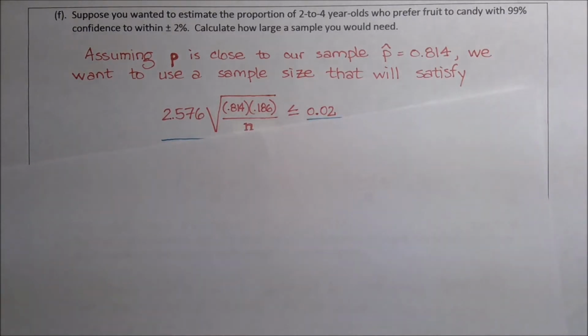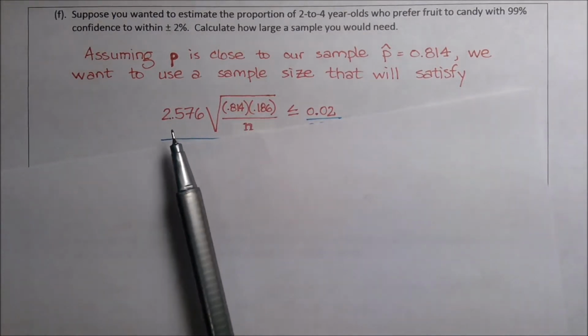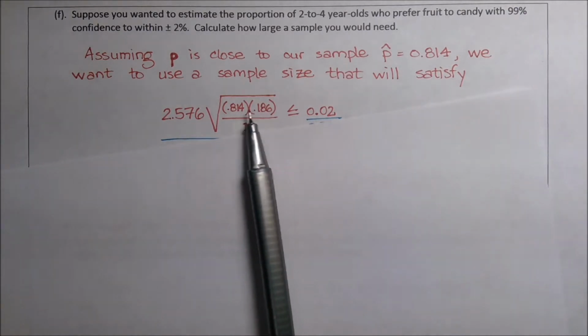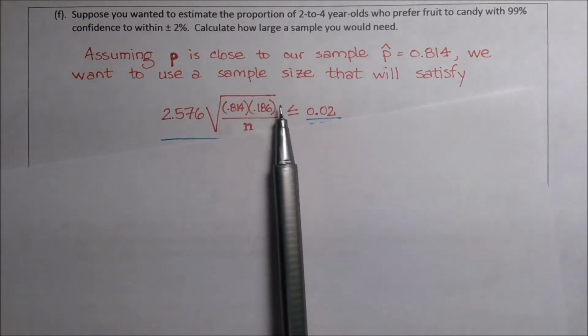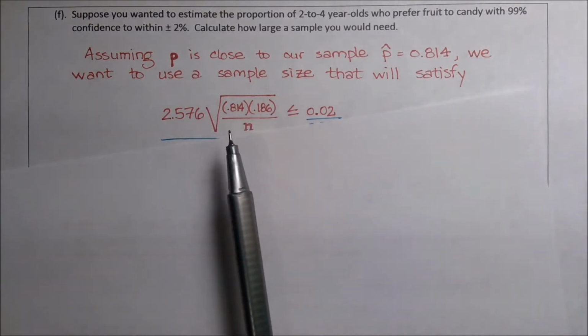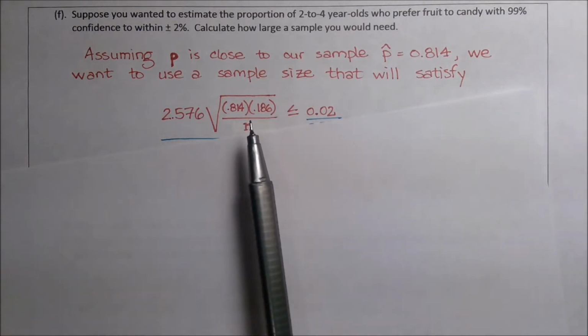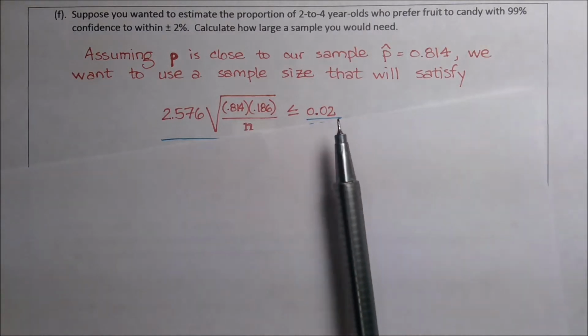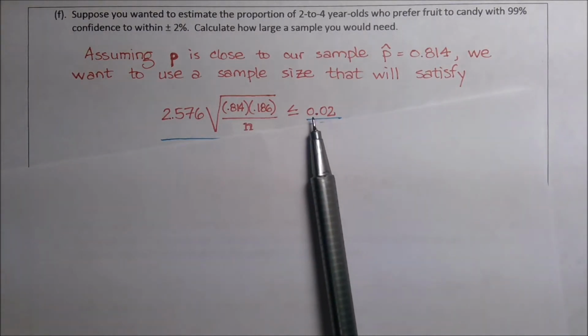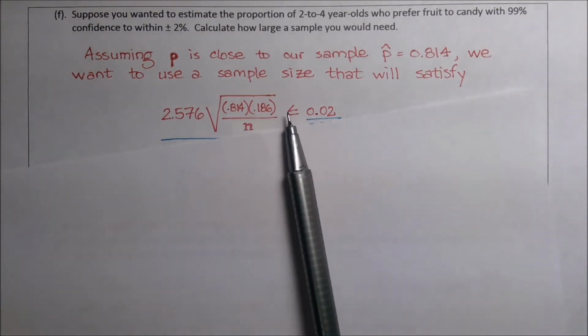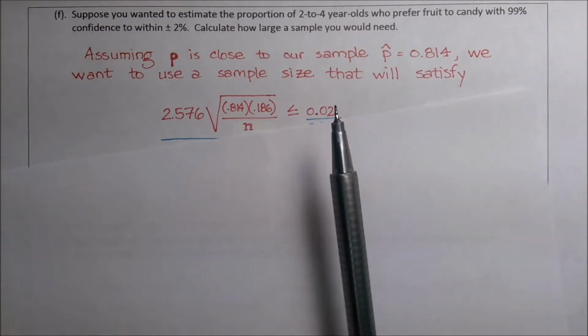So we set up our inequality. We've got our z star, right, our critical value of 2.576. This is our standard error for proportion. And of course, instead of 1,000 like we had earlier, we have n here because we don't know how big a sample size we need. And then we're trying to get a margin of error that's less than or equal to 0.02.